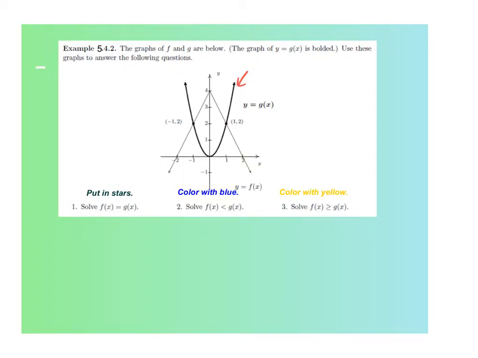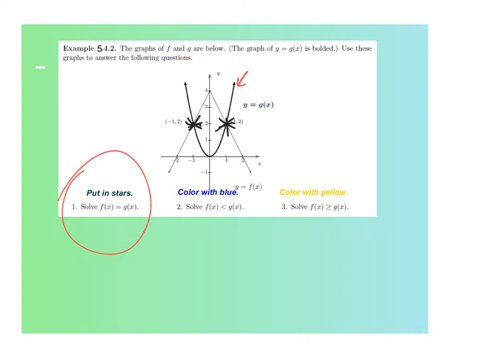It says put in stars. F of x equals g of x. We graph both sides and see where they cross or where they intersect. And so stars, I want to put a star here and a star here. If I just cared where they were equal to each other, that's where the one function equals the other function.